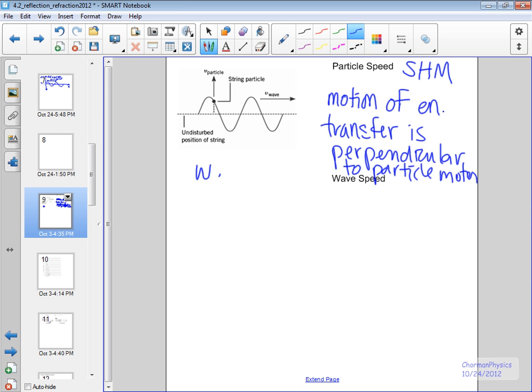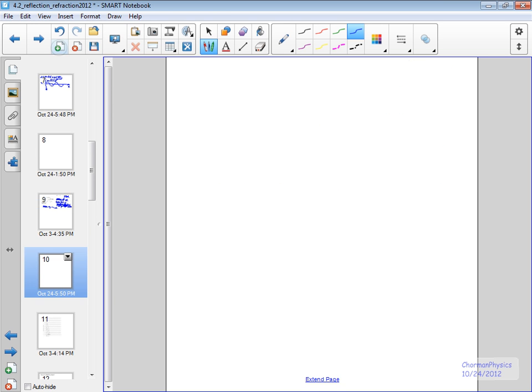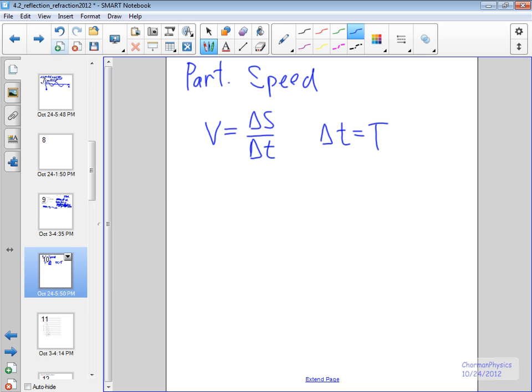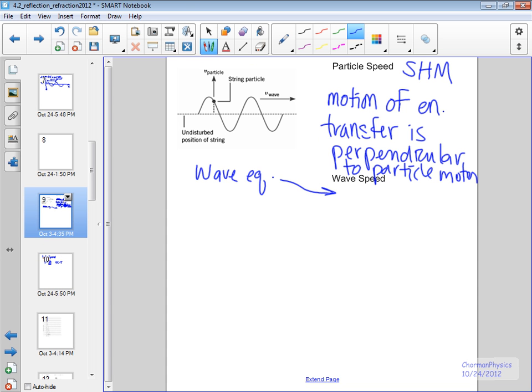So if we look at this motion of the particle, we can derive the wave equation. So this will be the wave equation we're going to look at here. The first part of this is the particle speed. So the wave equation is going to come out over here. For the particle speed, let's just take a look at that really quickly. Since it's simple harmonic motion, we can average the speed and just take the total distance over which it moves divided by the time. And if we consider one period, delta t is equal to 1 period.